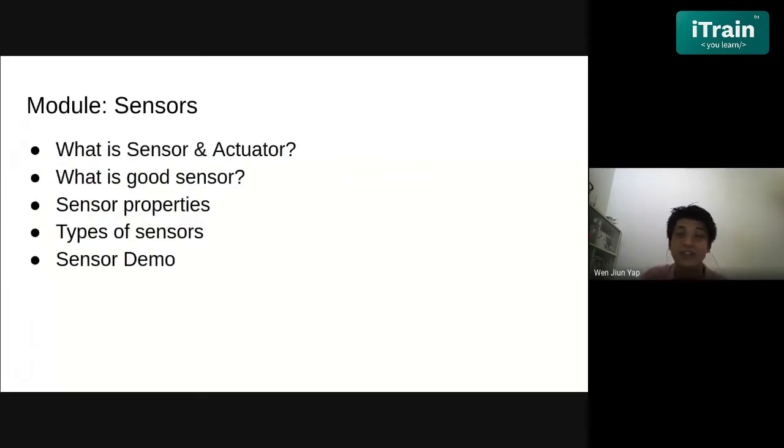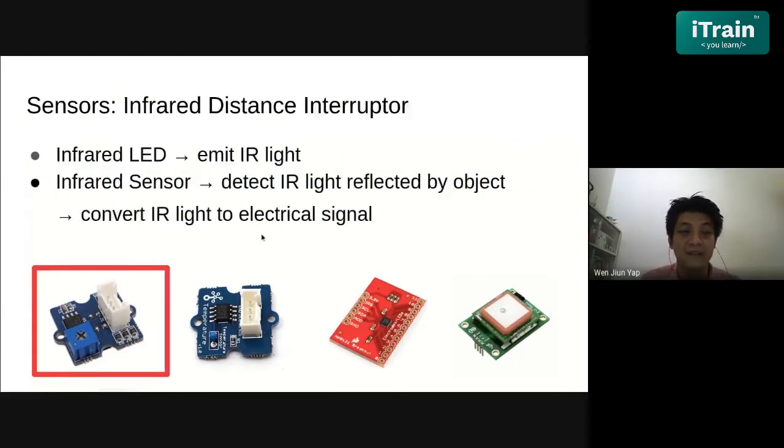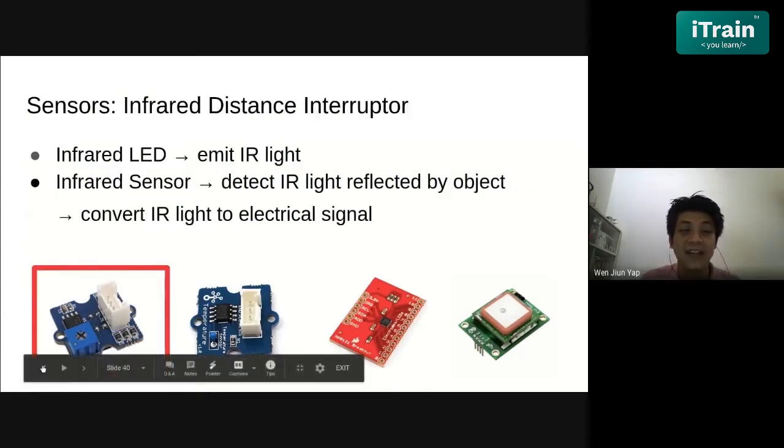Let's go to the things, where 80%, maybe even 90%, of the things are sensors. So what is a sensor? You can see here, a sensor links the physical world and the electronic circuit by producing an electrical output in response to a physical quantity. If you're not clear, let's take the first example, the first sensor you see in the slide. There are four here.